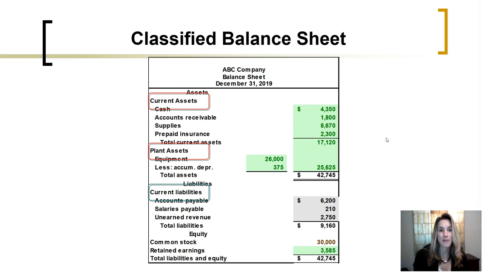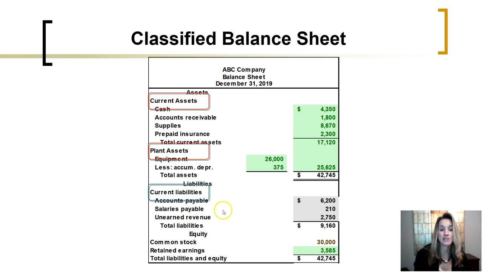So looking at the classified balance sheet for the ABC company as of December 31st of 2019, they have broken their assets into these new categories: the current assets, or assets that they intend to use up or convert to cash sometime within the next year or current operating cycle. And they have separately identified their plant assets, their property, plant, and equipment. This is the asset that they intend to hold on to beyond the next year and to use in their operations to help generate revenues.